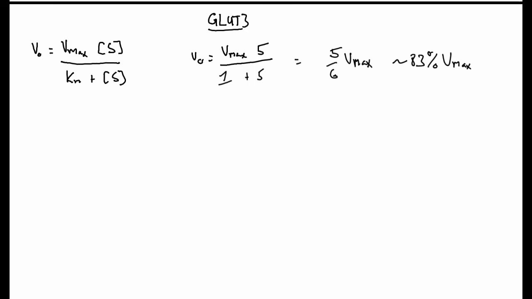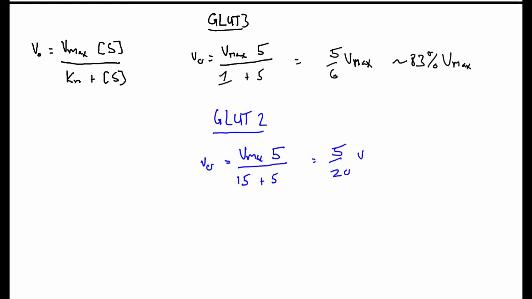Now let's do that, using a slightly different color here, for GLUT2. And with GLUT2, we can very easily do the same math. V0 is equal to Vmax times 5 millimolar divided by 15 plus 5, and hopefully you see where I'm going with this. Which means that we're at 5/20ths of the Vmax. And that's going to mean that we are sitting at about 25% of the Vmax for that particular transporter. Both of them are transporting the same molecule, glucose.